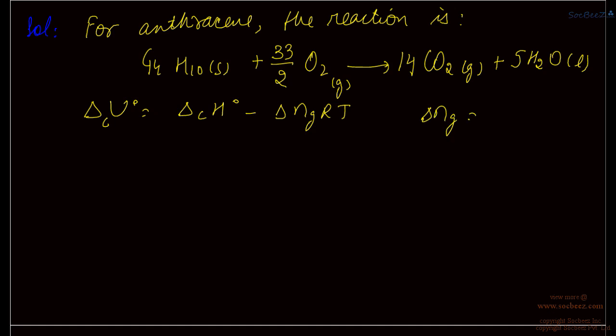Now delta n gaseous: on the product side, the total number of gaseous moles is 14 plus 5, 19, minus on the reactant side the total number of gaseous moles, which is 33/2. We are not going to count the moles of C14H10 because it is in solid form. So this will be minus 33/2, and from here the value of delta ng equals 5/2.